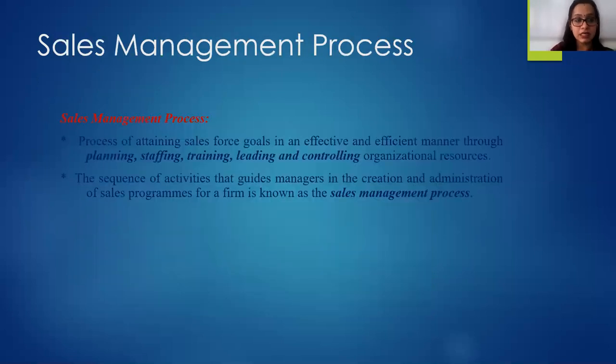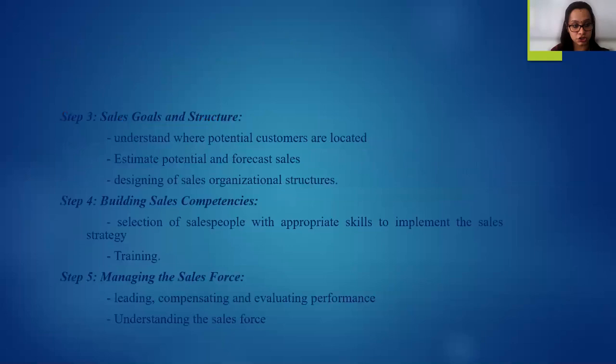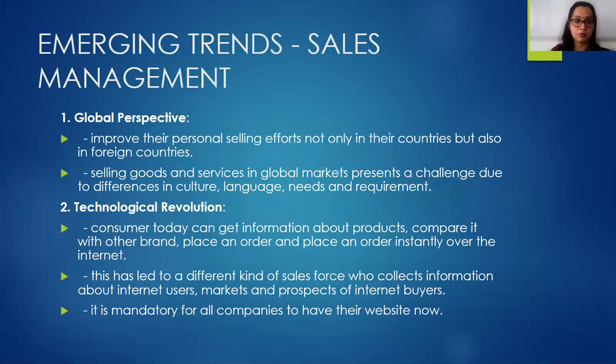Now, the sales management process is the next topic that we will see. The process talks about certain procedures, where you start with strategic sales planning, understanding the selling function, and then you reach the sales goals and structure, building sales competencies, and managing the sales force. So these 5 steps cover your sales management process.